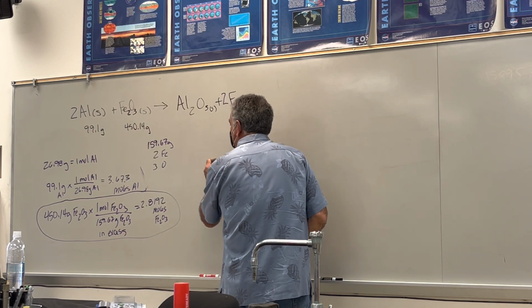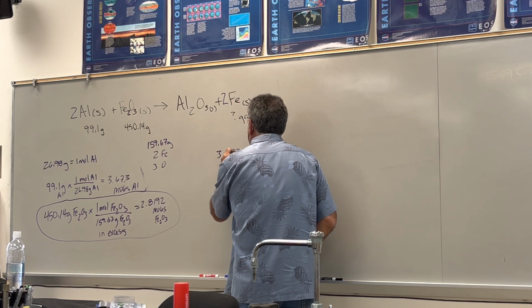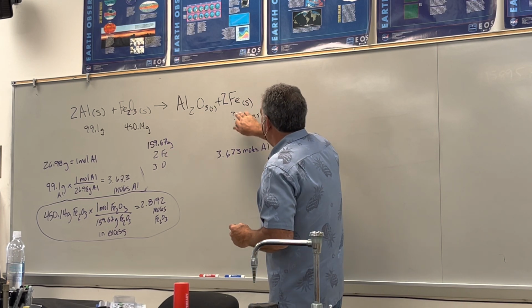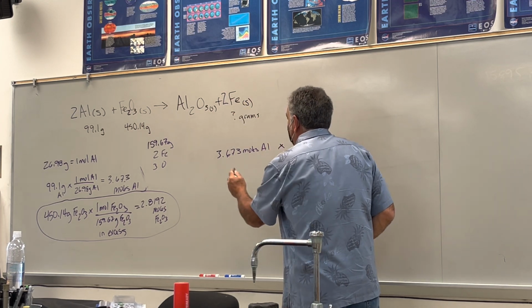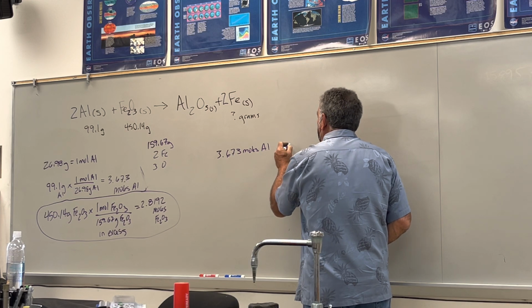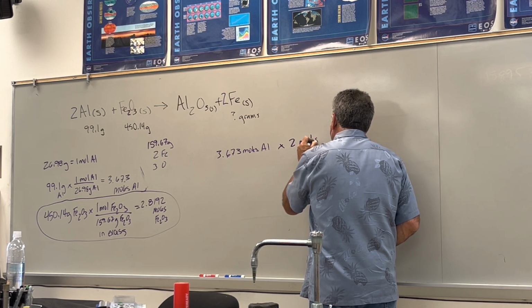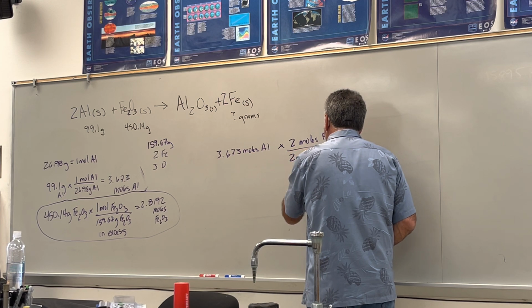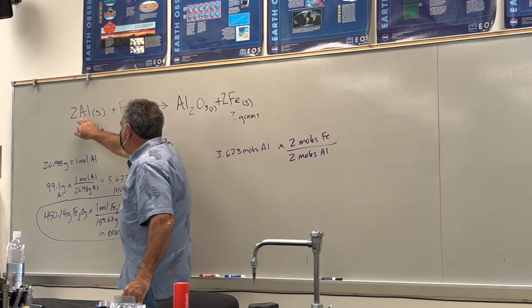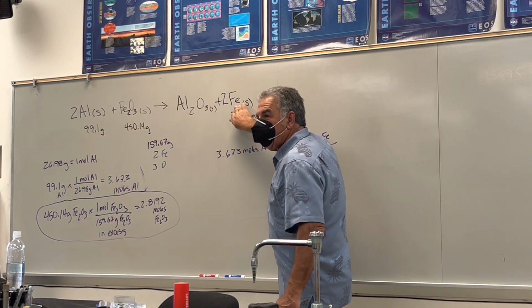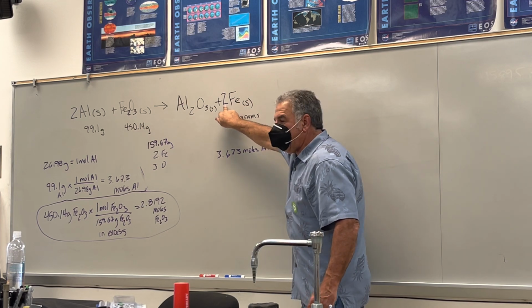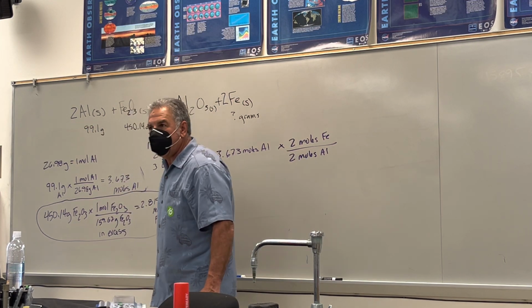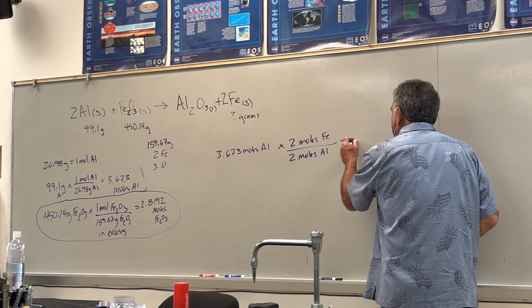So we have 3.673 moles of aluminum. We want to go to moles of iron, right? So we went grams to moles, now we go moles to moles. Moles of iron, 2 moles iron. How many moles of aluminum? 2. Where do we get those ratios? 2 moles of aluminum makes 2 moles of iron. So if we're going to moles of iron, we grab the coefficient. If we're going from aluminum, we also grab the coefficient. Yeah? So how many moles are we gonna make?